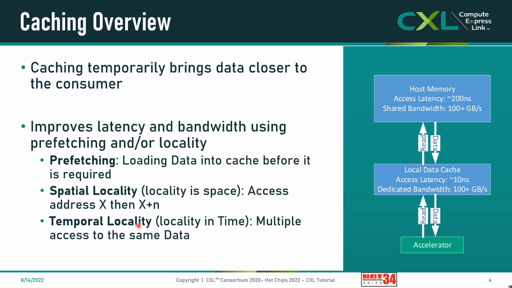Temporal locality says something similar, except that I'm accessing the same data multiple times. So repeated access patterns, this is called temporal locality. We're accessing the same data over and over, and if we keep it in the cache, we avoid having to go to host memory every time.